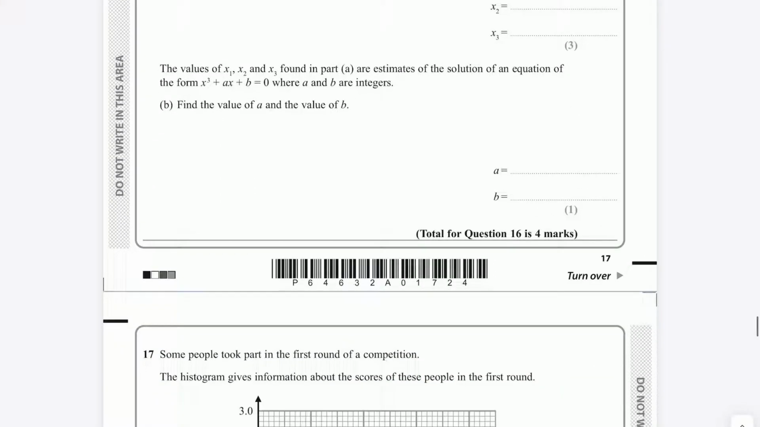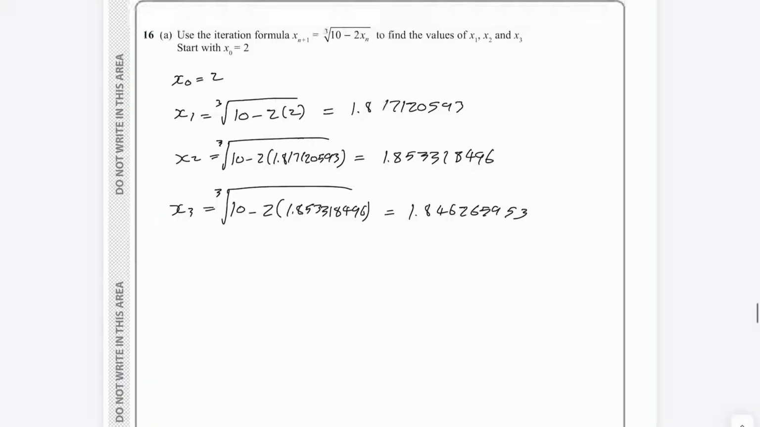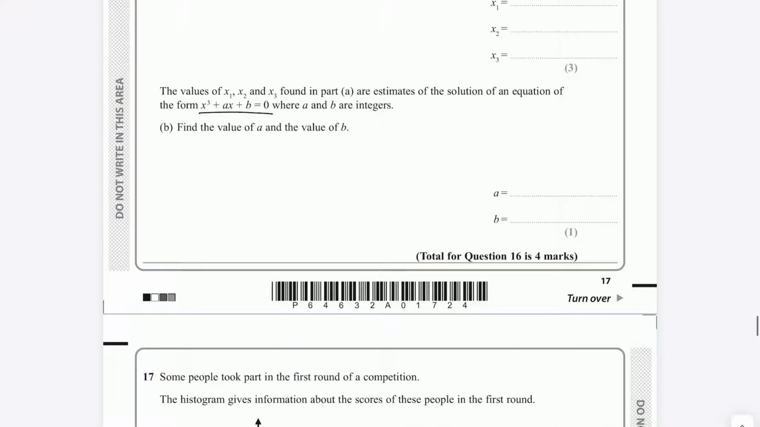So moving on to the next question, it says the values of x1 and x2 found in part A are estimates to the solution of the equation in this form. Okay, so what we've been working with in question 1 is a formula that looks like that. So that formula currently looks like x is equal to the cube root of 10 minus 2x. So that's what we've been working with so far, and that's what we try to find the estimate of. So if I just rearrange this, if I cube each side, that's x cubed is equal to 10 minus 2x, and we have x cubed plus 2x minus 10 is equal to 0. So in this case, a is 2 and b is minus 10.